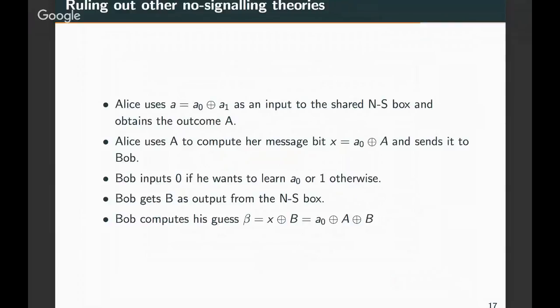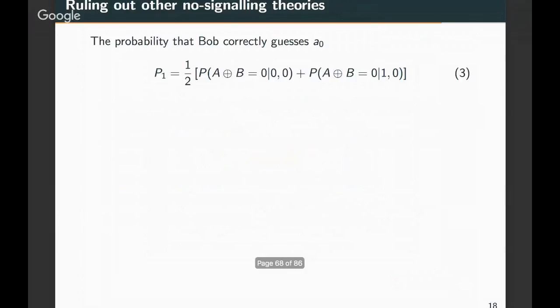Then he calculates his guess, which is X plus beta A0 plus A plus B. So the probability that Bob correctly guesses A0 is this: the probability that A plus B equals 0 when both A and B are 0, or when A plus B equals 0 such that Alice's output was 1 and Bob gives 0. So Bob is always giving 0 when he wants to know about A0.